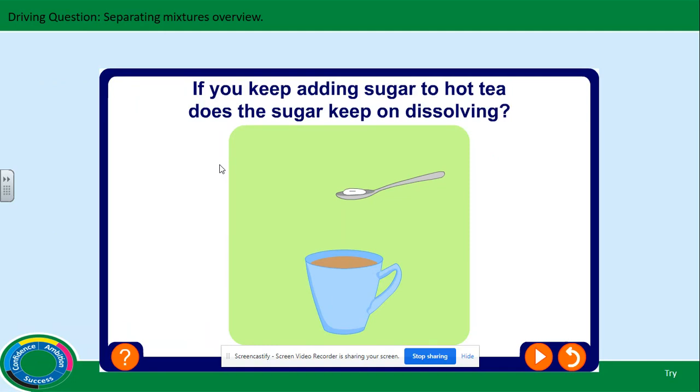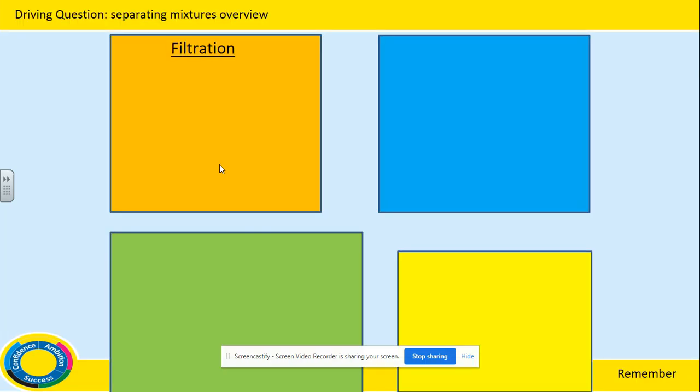Now, let's look at this. Do you remember the slide? If you keep adding sugar to hot tea, does the sugar keep dissolving? Do you want to give this a try at home? Boil some hot water, pour it in a cup, add sugar. Tell me if it dissolved after a while. Does it keep dissolving or does it stop? Let's look.